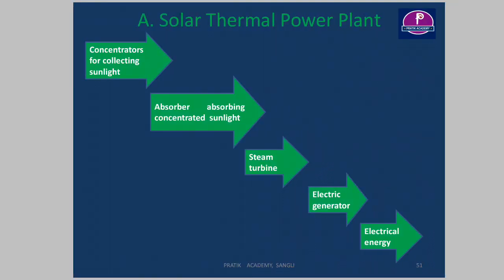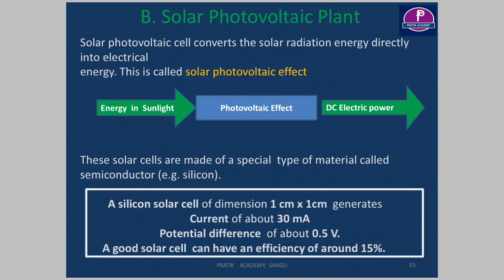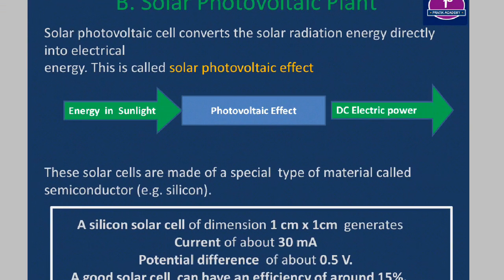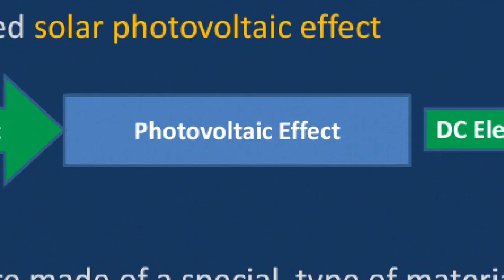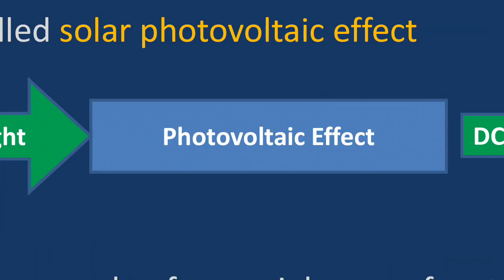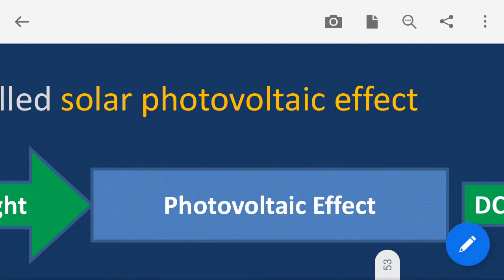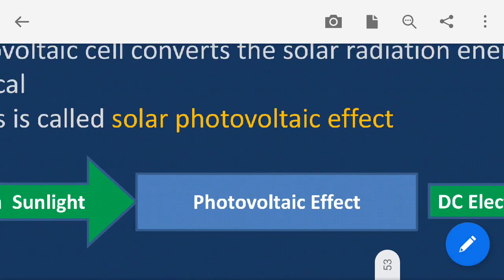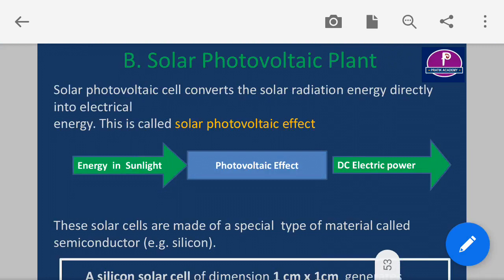In case of a solar photovoltaic plant, we are not using any generator or any turbine. Then how is electric energy produced? This is a very important and interesting phenomenon, that is the solar photovoltaic effect. So what is the effect? Let's see. In this effect, the solar photovoltaic cell directly converts solar radiation energy into electric energy.